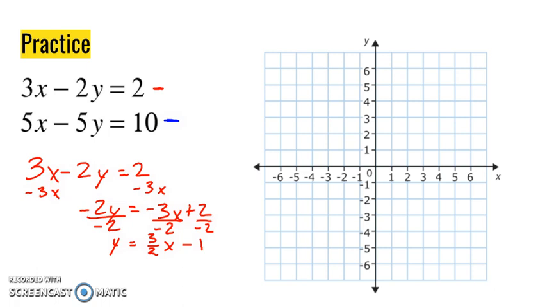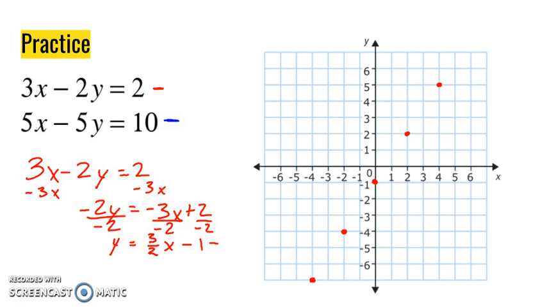Okay? So now I have something in slope-intercept form, and I can graph this. I've got a y-intercept at negative 1, and then a slope of 3 over 2. So I could go up 3 and to the right 2, up 3 and to the right 2. Or I could start at negative 1 and go down 3 and to the left 2, and down 3 and to the left 2. Okay, so there's one of my lines.